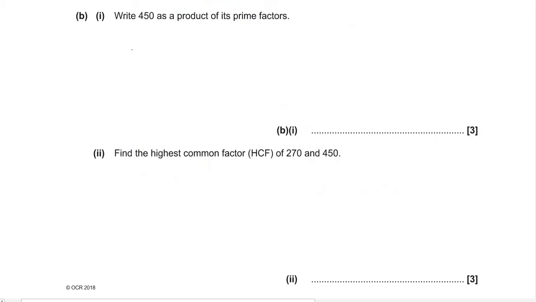Right, B(i), write 450 as a product of primes. Well, we like to do this using tree diagrams. So I'm going to split this up into 45 times 10. Then this can go to 2 and 5, and they're both prime.